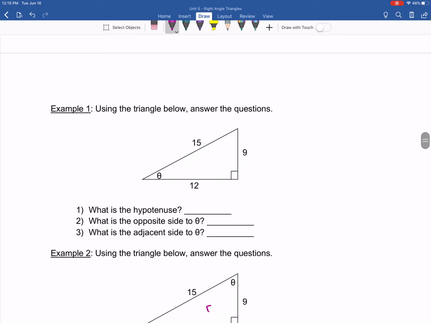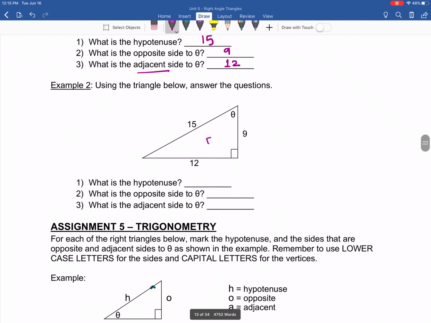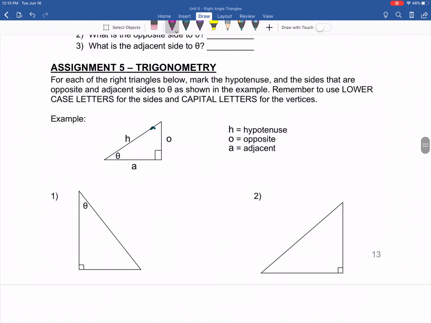So in this triangle, I have my angle theta over here. So what is the hypotenuse? So this is always the side which is opposite to 90-degree. So the hypotenuse is 15. What is opposite side to theta? So opposite is just in opposite to the angle, which is 9. And the last one which is left is the adjacent side, which is 12. Learning how to label sides like opposite, adjacent, and hypotenuse helps us to learn about the sine ratio, cosine, or the trig ratios. Let's practice one more.